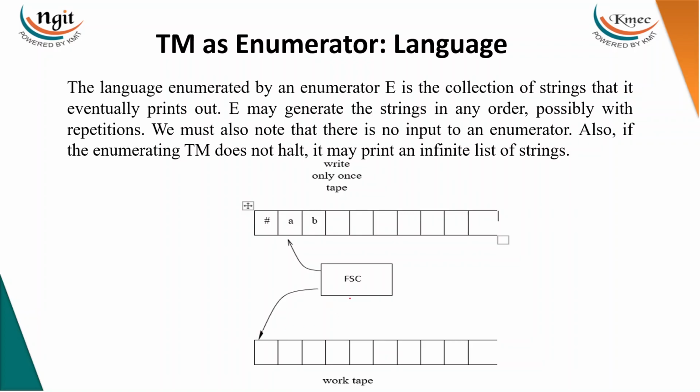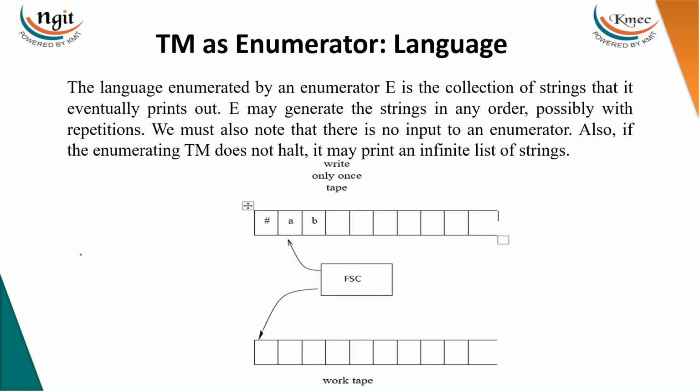The language accepted by the enumerator E is nothing but the collection of strings that it eventually prints out. Whatever strings are printed on this output tape, that is the language accepted by it. It will generate the strings in an order. Sometimes it may repeat the strings also. You cannot give any input to the enumerator, and if the enumerating TM does not halt, then it is going to print an infinite number of strings.